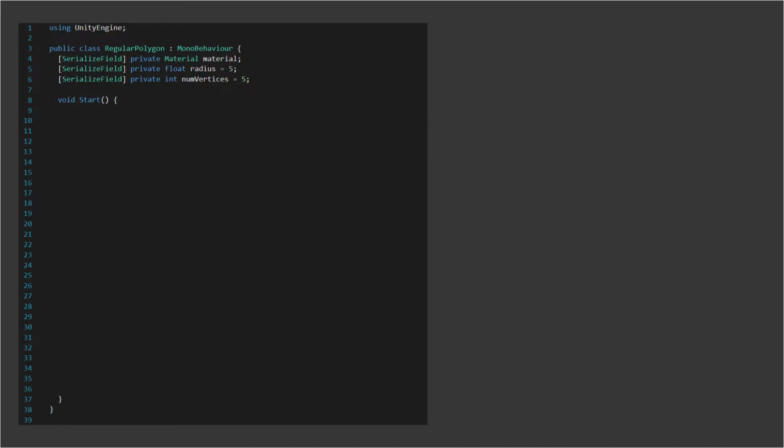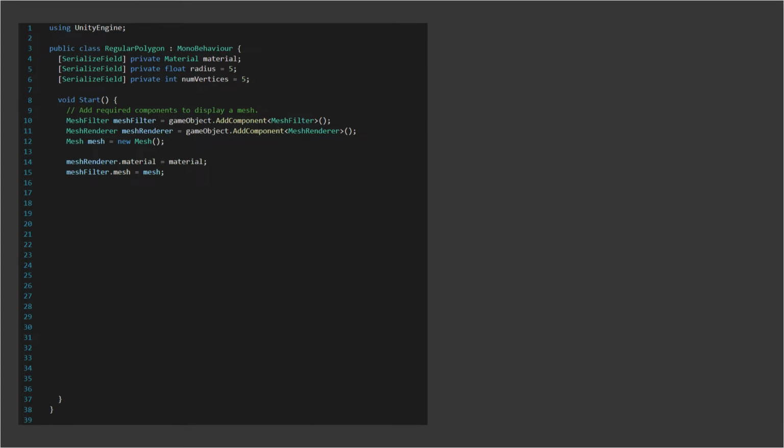This script is designed to be placed on an empty game object, so we'll have to add the required components ourselves. To do this in Unity, we're going to need a mesh filter to hold the mesh, and a mesh renderer so it can be rendered, and of course a mesh object for the mesh we're going to create. We assign the material and the mesh to the components we've just created. Even though we haven't populated the mesh object, there is no problem assigning it now.